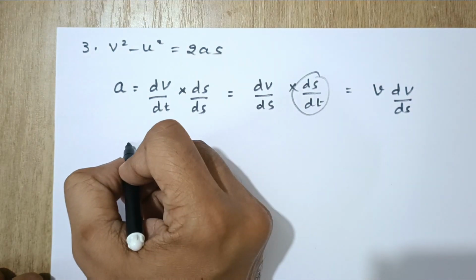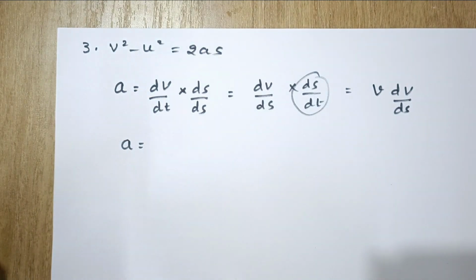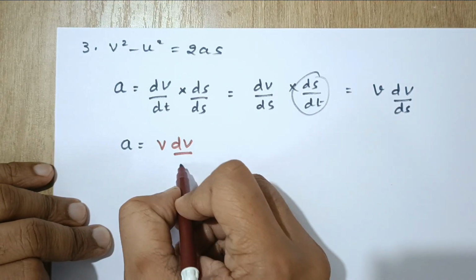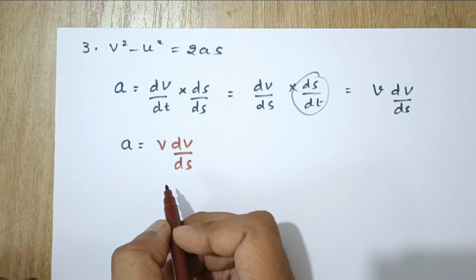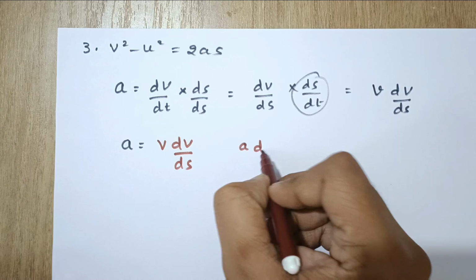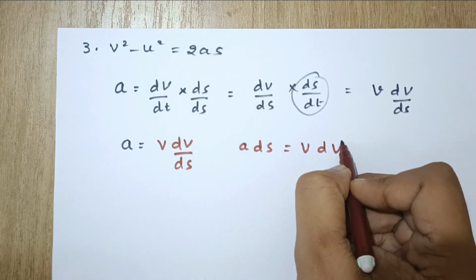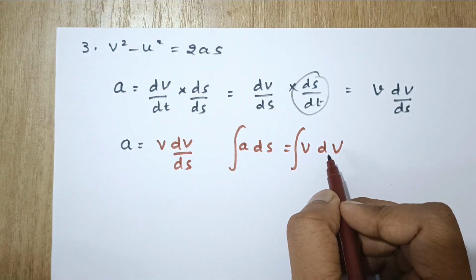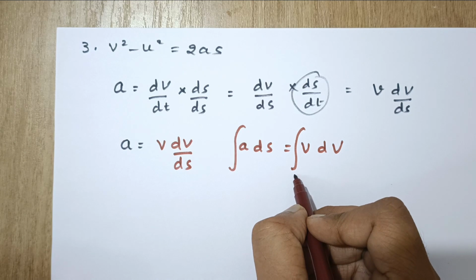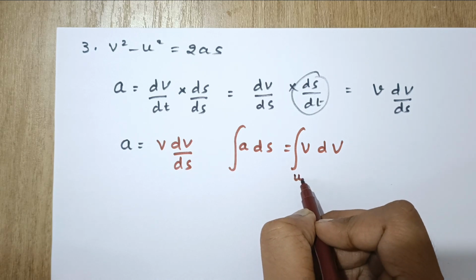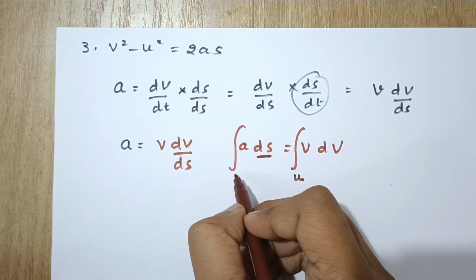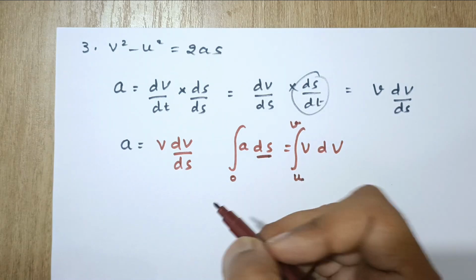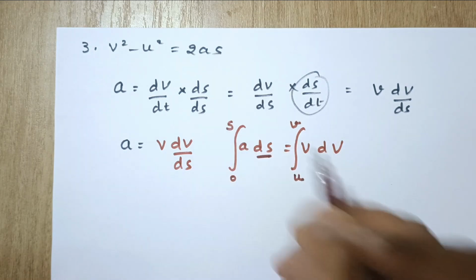So here acceleration can be written as v times dv by ds. I'm going to take ds on this side, so what I get is a ds is equal to v dv. I'm going to integrate this equation on both sides. Here I will have the limits of velocity. At time is equal to 0, the velocity was u, and at the same time the displacement was 0. At time is equal to t, the velocity was v and the displacement was s.